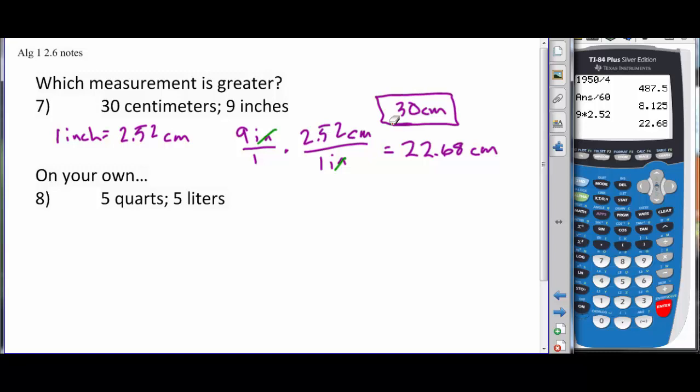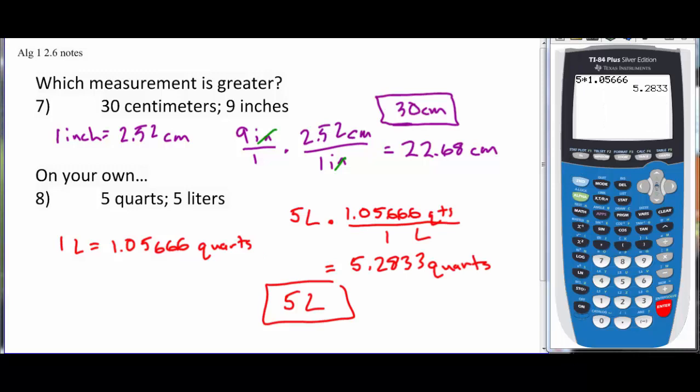Okay, let's do the same type of question, number 8. This time the conversion that you need to know is quarts into liters. 1 liter is approximately equal to 1.05666 quarts. All right, so see if you can figure out which one is larger.